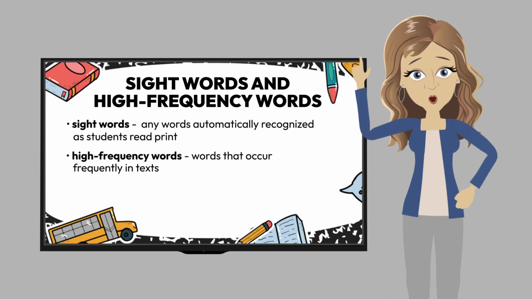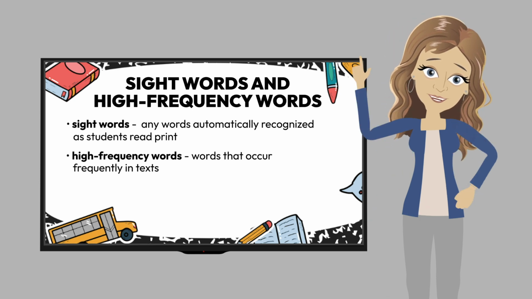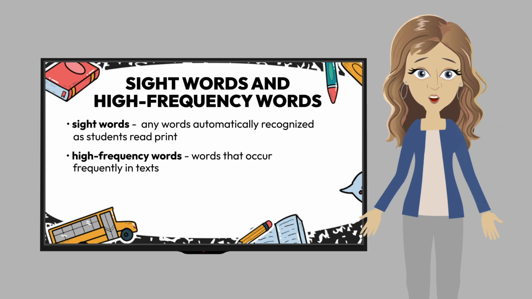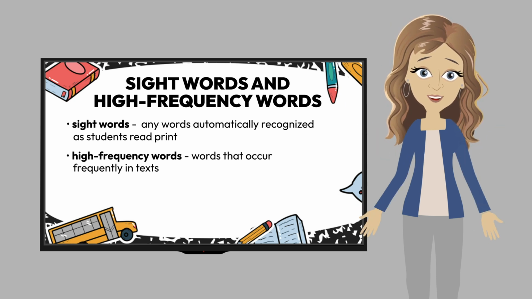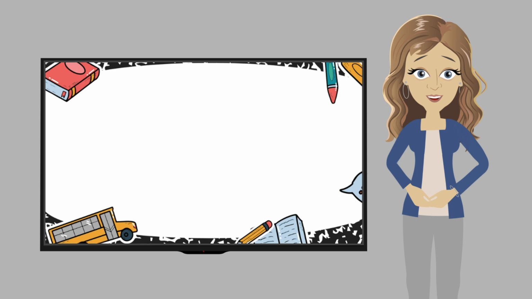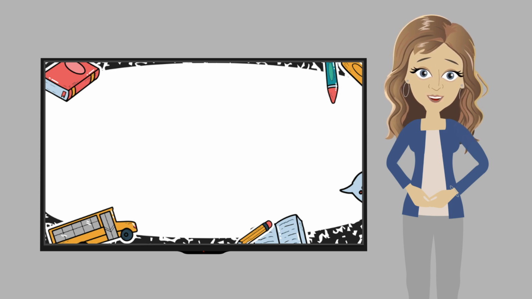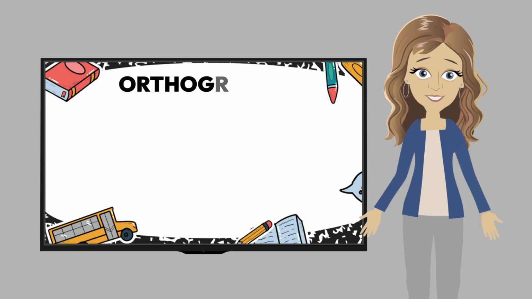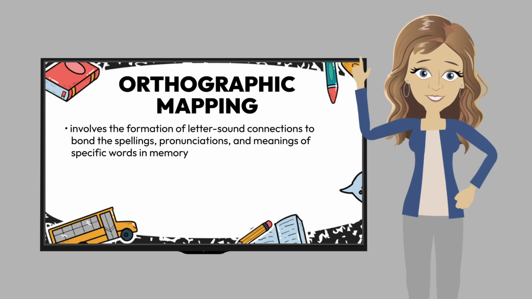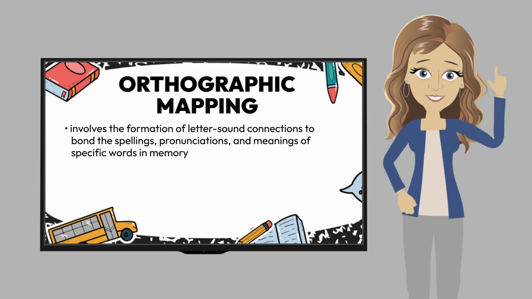The goal is for students to build up their bank of high-frequency words and internalize the words so that they are also automatically processed without much thought. High-frequency words should become part of a reader's sight word vocabulary. We then quickly looked at Ehri's phases of word recognition, but from the viewpoint of the development of sight word memory. This led us to a brief discussion of orthographic mapping, which involves the formation of letter sound connections to bond the spellings, pronunciations, and meanings of specific words in memory.